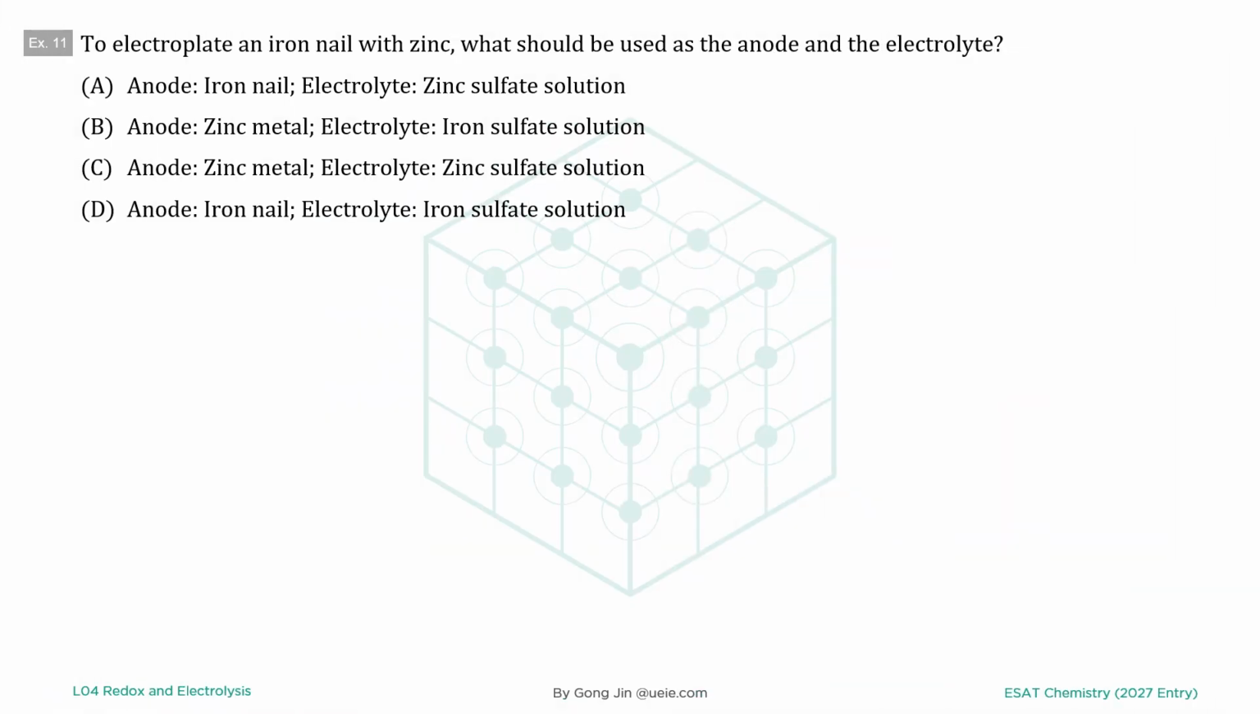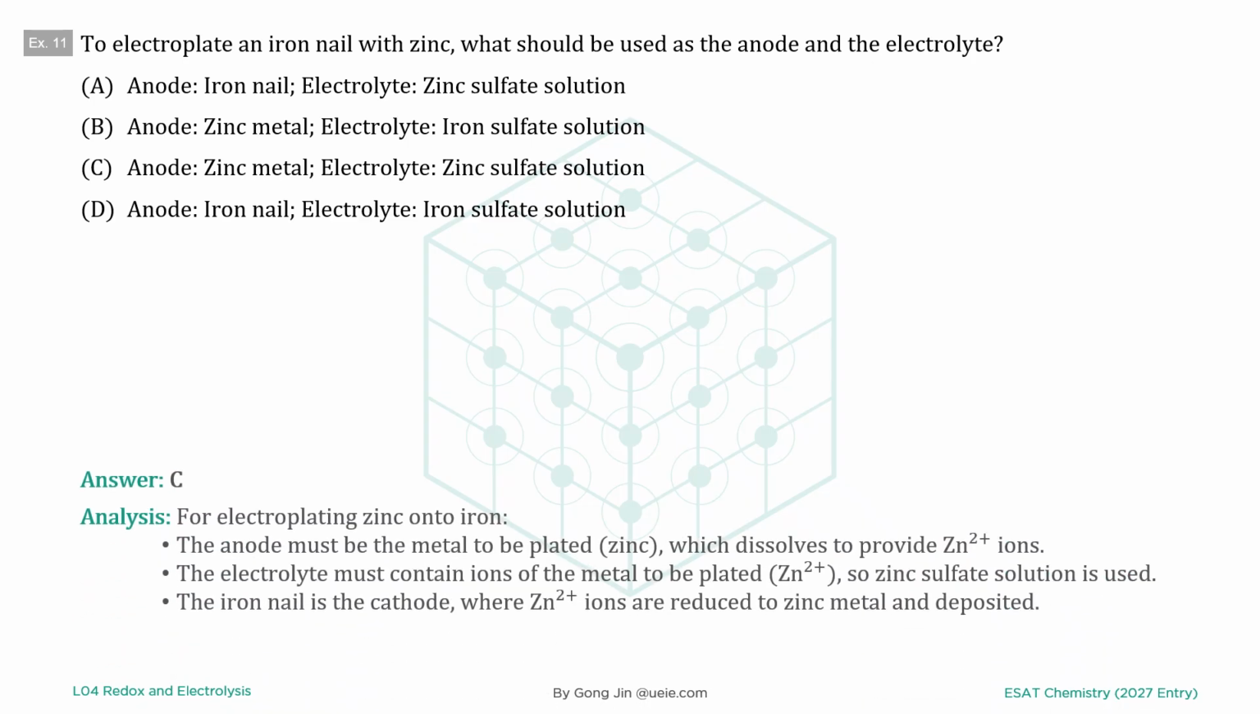Let's test your understanding of electroplating. If we want to coat an iron nail with zinc, what do we use for the anode and electrolyte? Let's think. The anode should be the metal we want to plate, zinc. It dissolves to provide zinc ions. The electrolyte needs to contain zinc ions, so zinc sulfate solution is perfect. The iron nail is the cathode, where the zinc ions are deposited. So the correct answer is C. Anode is zinc metal, electrolyte is zinc sulfate solution.